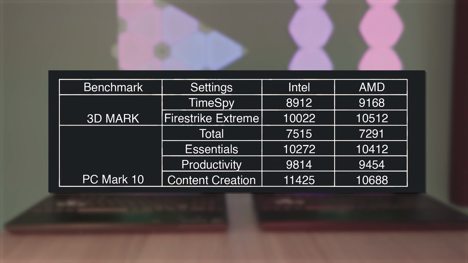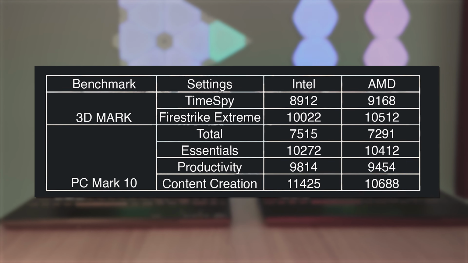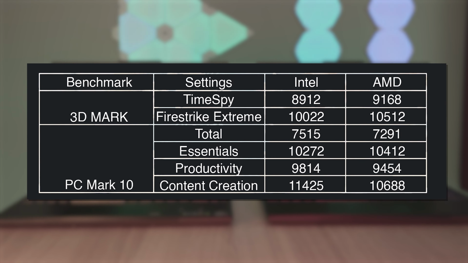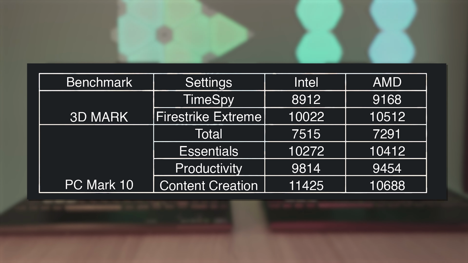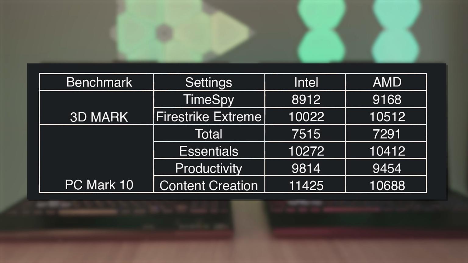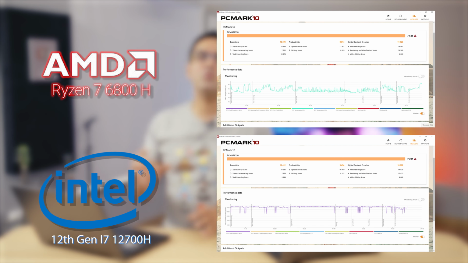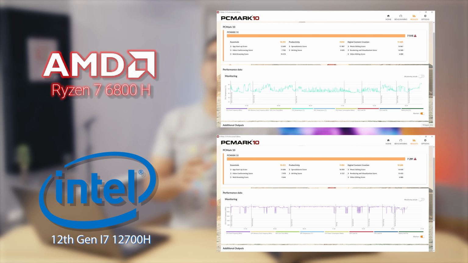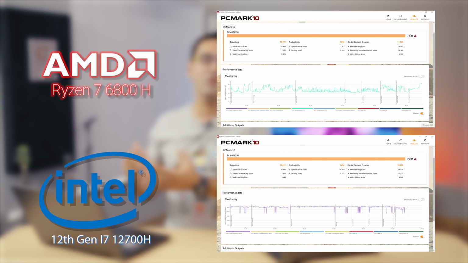We used TimeSpy and FireStrike Extreme from the 3DMark suite and conducted a full test with PCMark. During the first round of tests, the Ryzen 7 outperformed the Core i7. Despite the narrow victory, this is still an achievement, and we have to factor in the spec difference between the two CPUs. Let's move on to PCMark, where the win goes to the blue camp, but again, it was really close, and I guess it was the single core performance that won the day here.